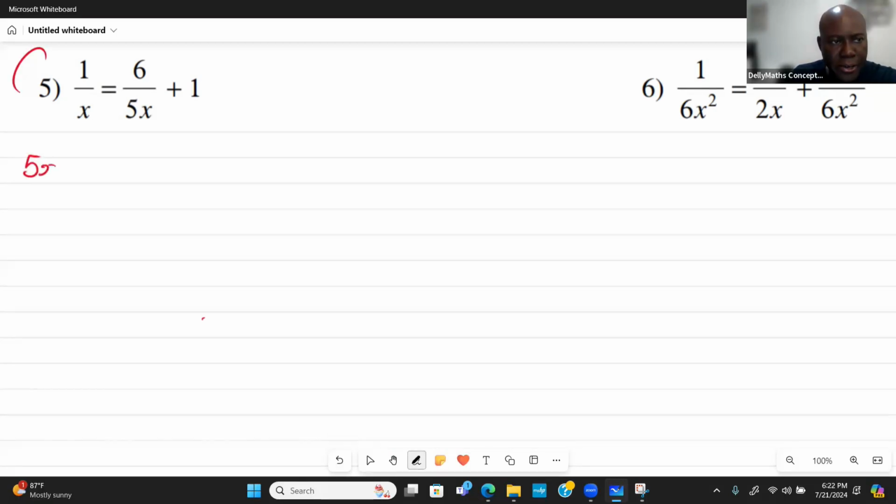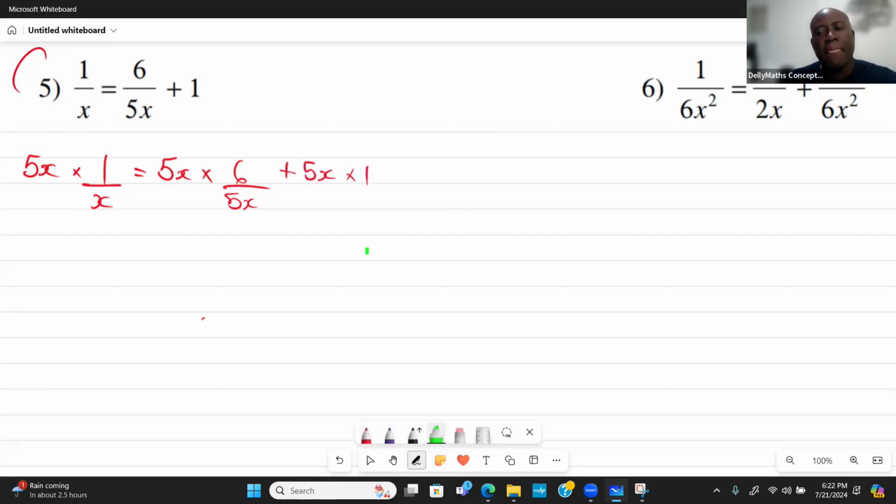I'm going to have 5x here, and we're going to use that to multiply by 1 over x. Then I'm going to use this same 5x to multiply by 6 over 5x. Also, I'm going to be using 5x again to multiply by 1. If I do highlight my LCM, here it is, 5x there, 5x there, 5x there. So it was used to multiply throughout.